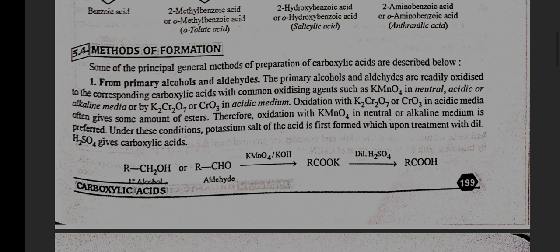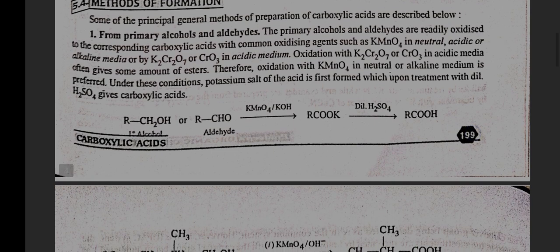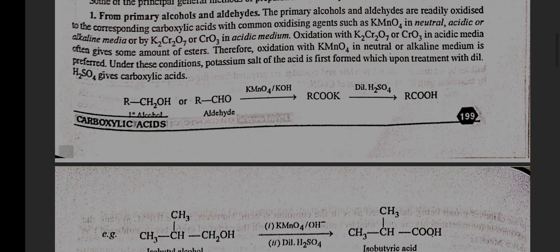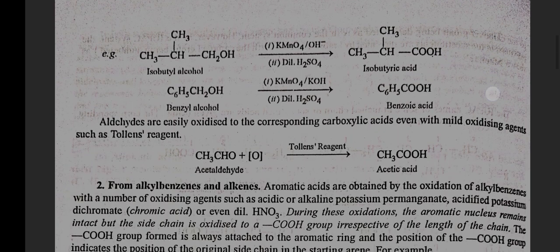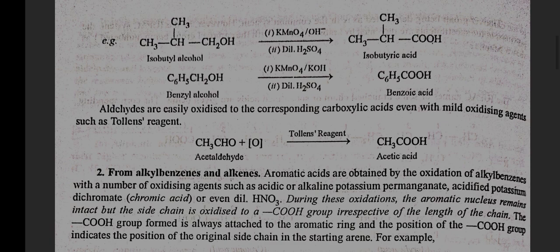Oxidation with K2Cr2O7 and CrO3 in acidic media often gives some amount of esters. Therefore, oxidation with KMnO4 in neutral or alkaline medium is preferred. Under these conditions, the potassium salt of the acid is first formed, which upon treatment with dilute H2SO4 gives the carboxylic acid. Aldehydes are easily oxidized to the corresponding carboxylic acids even with mild oxidizing agents such as Tollens reagent.